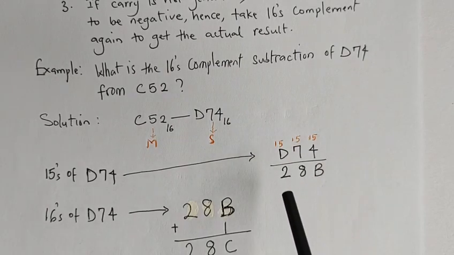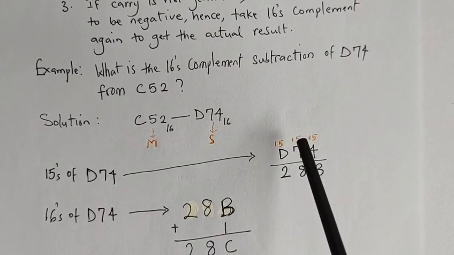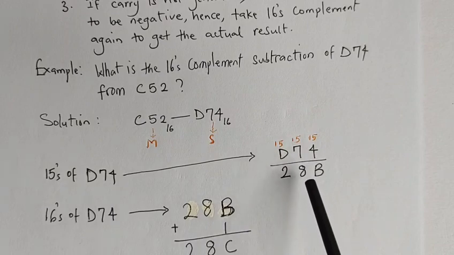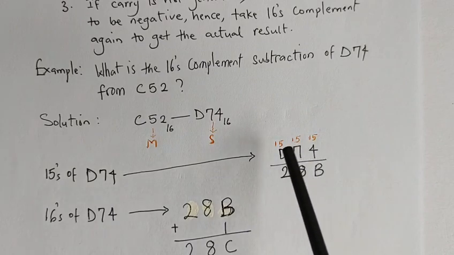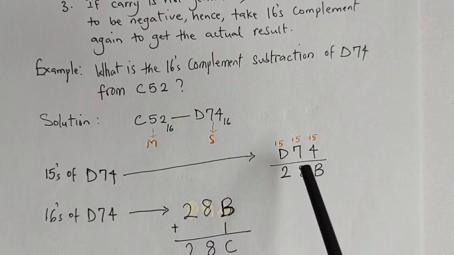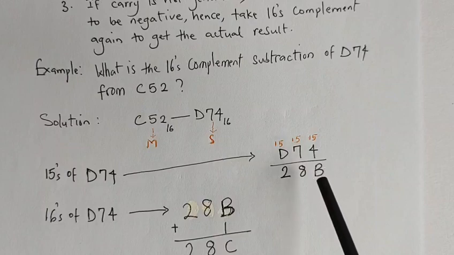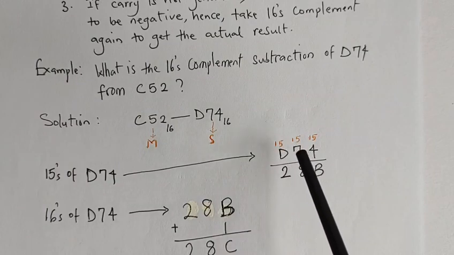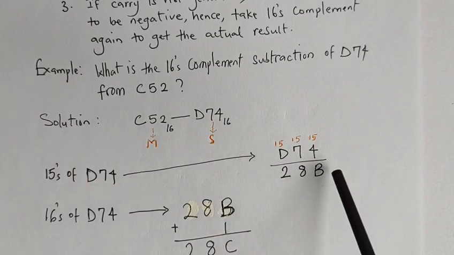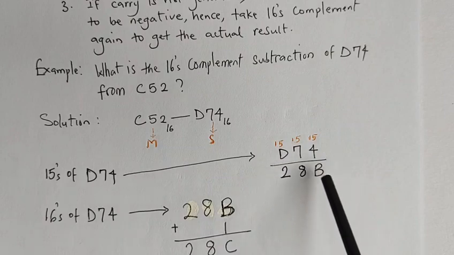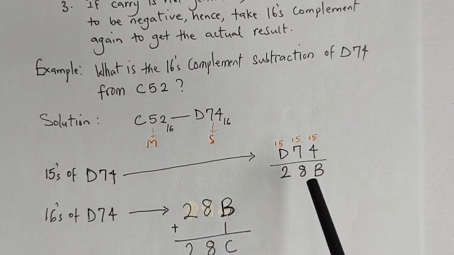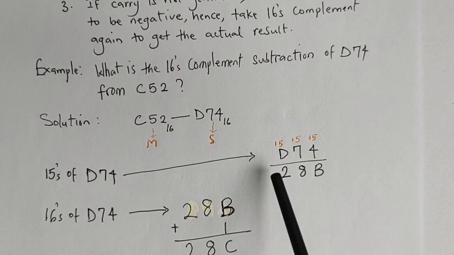Now move over to the next operation. 15 minus 7 is going to give us 8. Now moving to the next operation, 15 minus D is going to give us 2. Now D in the hexadecimal number system means 13. So 15 minus 13 is going to give us 2. So in that case, we've obtained the 15th complement of D74, which is the subtrahend.